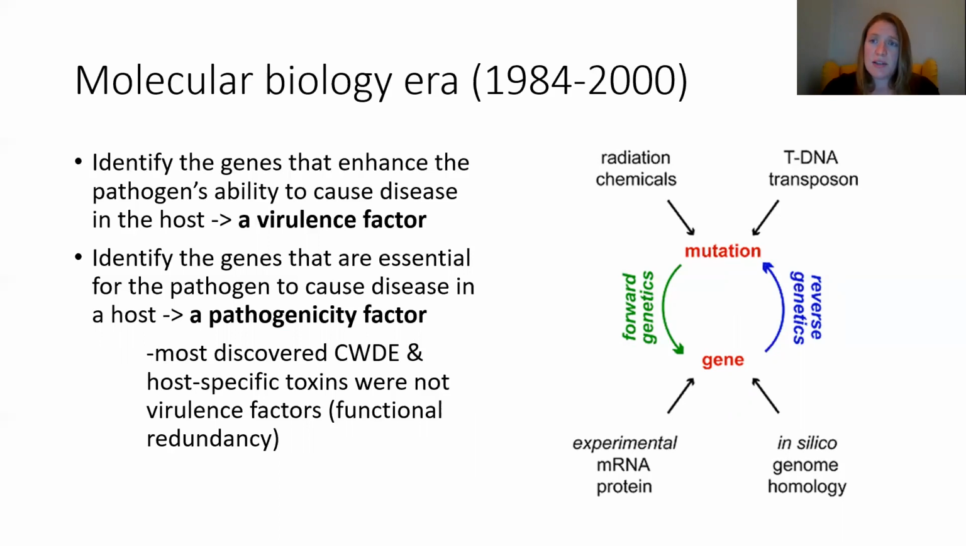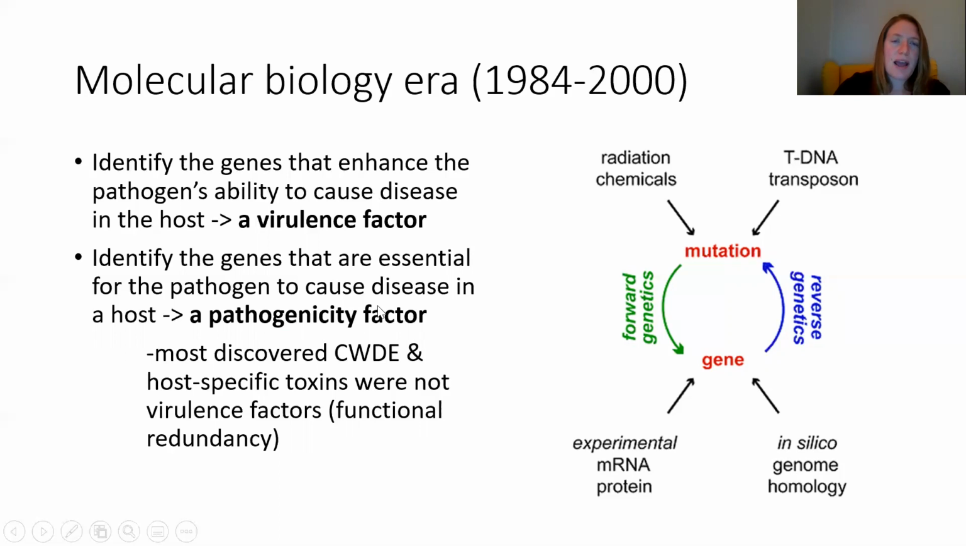This can be applied to either the pathogen side or the plant side. And in the pathogen side, there was a big movement at this time to identify something called a virulence factor. So pathogen virulence factors are the genes that enhance the pathogen's ability to cause disease. So when you get rid of these genes, you see a reduction in the amount of disease that you will get, but the pathogen can still infect to some extent.